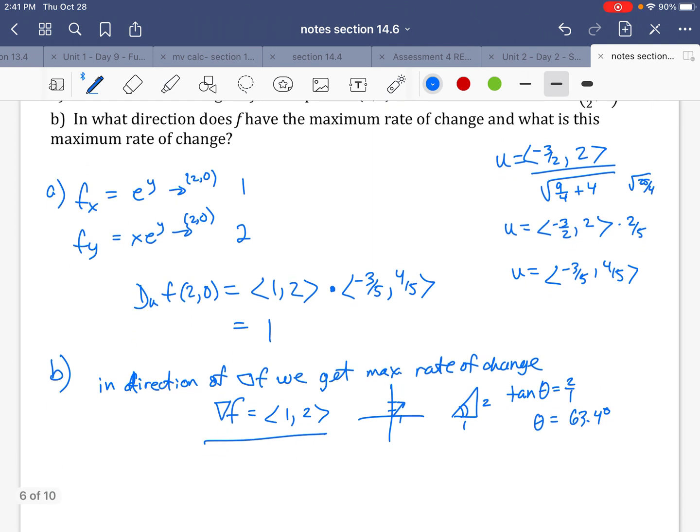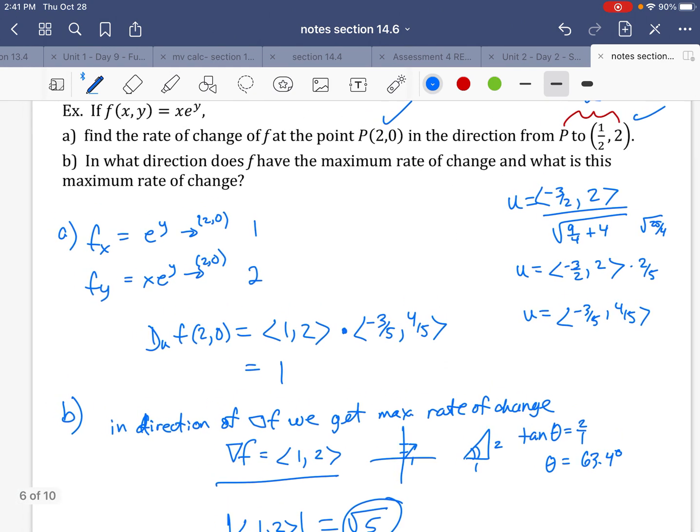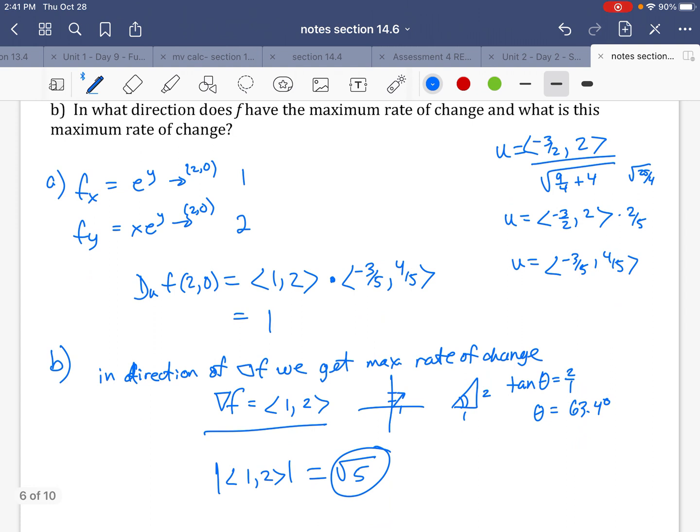And what is this maximum rate of change? Well, the maximum rate of change is the magnitude of del f, 1, 2. So that is the square root of 5. So this is the maximum velocity you're ever going to get near the point 2, 0, and it's going to be in the direction of del f, which is 63 degrees coming off of there.